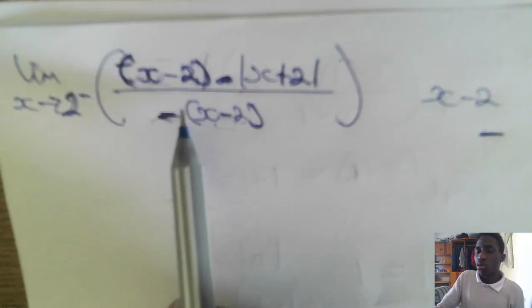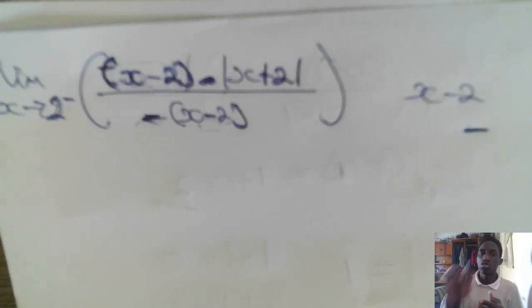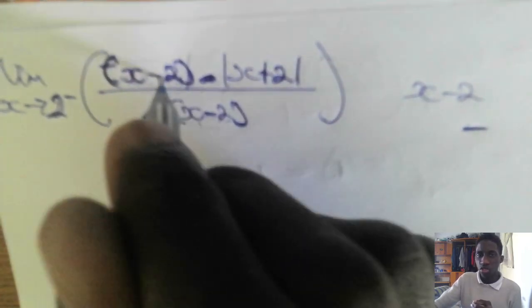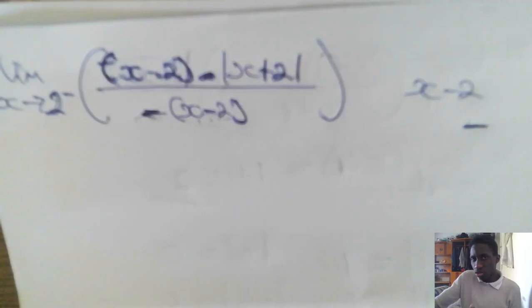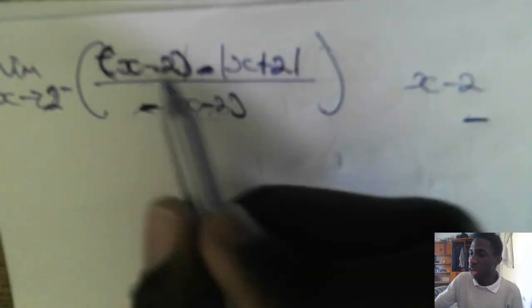Essentially what I'm saying is that they have opposite signs. That's the thing. They have opposite signs as you approach 2 from the left. The numerator is going to be positive. x minus 2 is positive because of the absolute value. And the denominator is still going to be negative as you approach 2 from the left. So they have opposite signs.